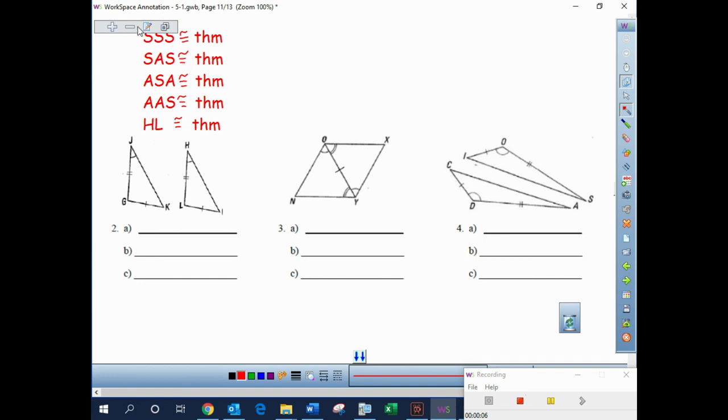Here are our 5 ways to prove triangles congruent up yonder here. Let's see if we can do side, side, side. That's a no, because this segment over here doesn't have any tick marks on it.